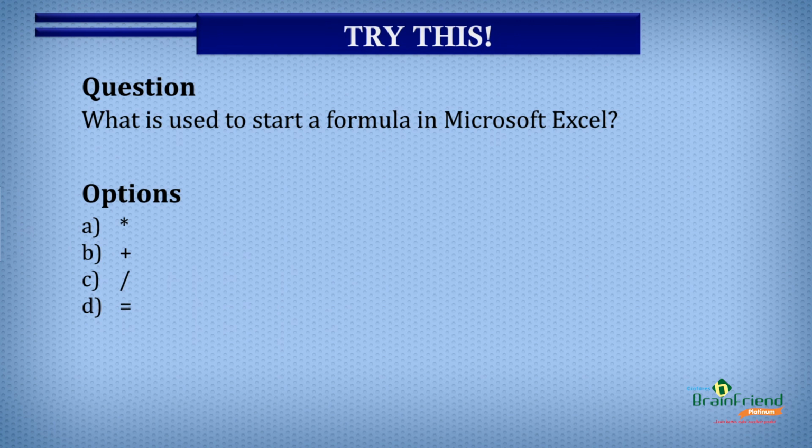Question 2. What is used to start a formula in Microsoft Excel? Here are the options. A. Asterisk. B. The plus sign. C. Forward slash. D. Equal to. The correct answer is D.